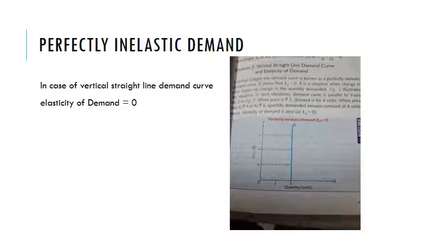So the demand curve is parallel to the y-axis. Demand remains the same, that is 4 units. Price may be 2, maybe 4 rupees per unit, maybe 6 rupees per unit. Is it clear from the diagram? So here elasticity of demand is equal to 0.